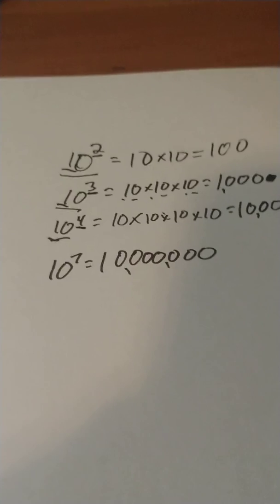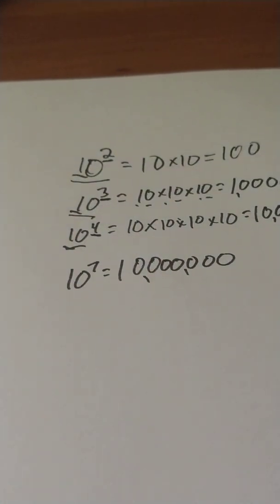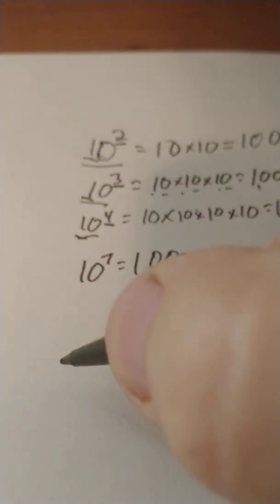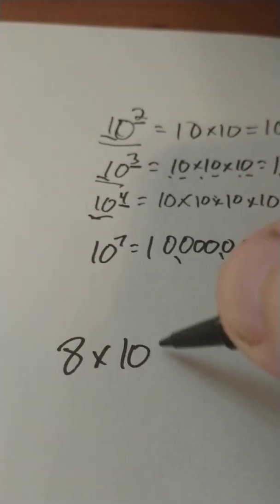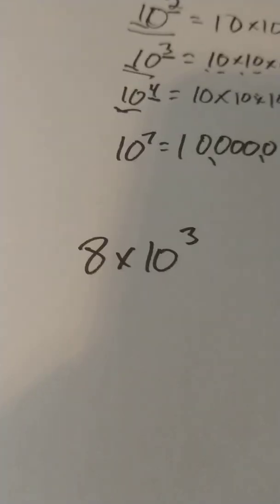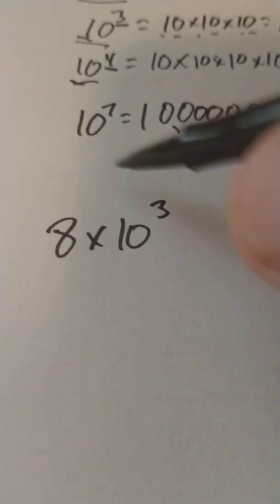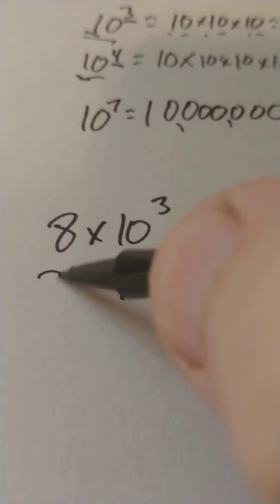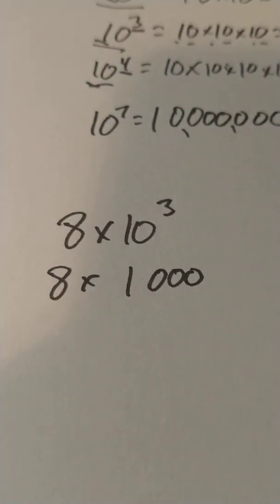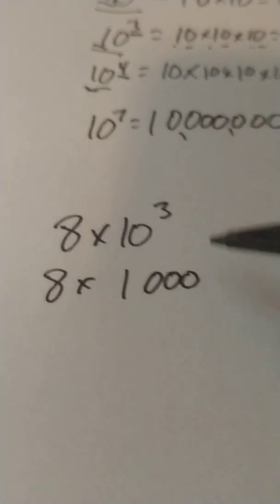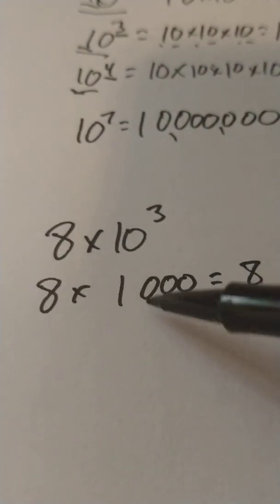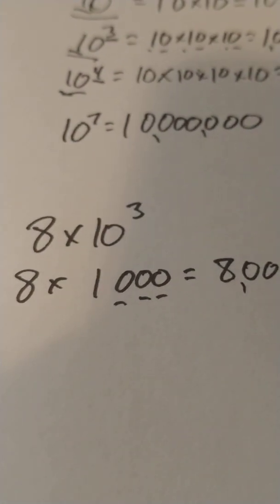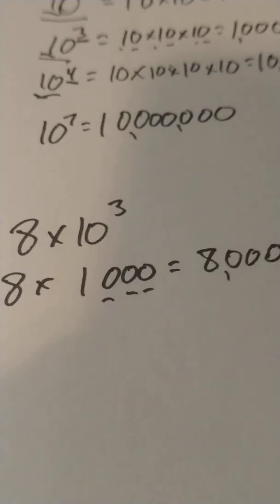Now, what they're going to do with that is they are going to give you a problem like 8 times 10 to the third. Well, it's really easy. You know that 10 to the third means 1 with 3 zeros. And now you're just going to do 8 times that. So 8 times your 1 is 8, and then plunk in your 3 zeros. Just like that.